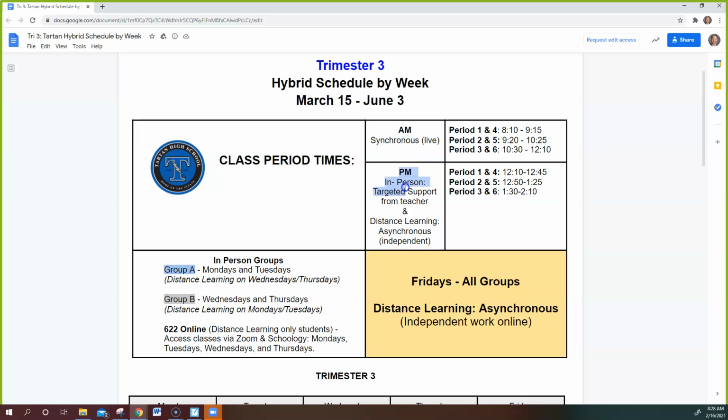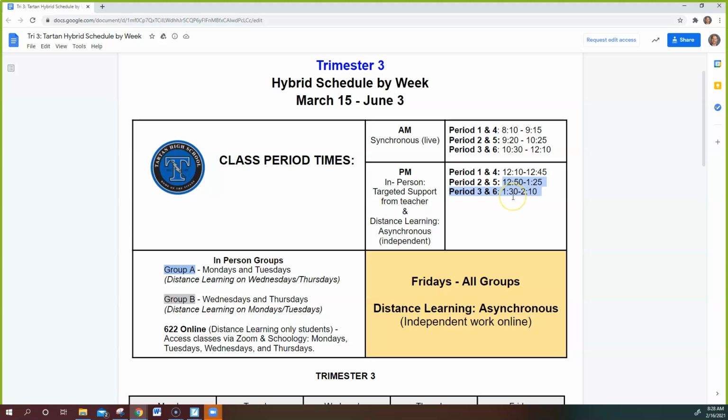And then the afternoon, this is the big shift. I want to make sure everybody understands this. In person, if you are in the hybrid model and you're showing up at Tartan, you have to go back to your classes in the afternoon. So if it's a 1, 2, 3 day, you go to 1, 2, 3 in the morning, then after lunch, you're going to go to 1, 2, 3 again, for about 35 minutes in some of these cases, and some it's 40 minutes or so.